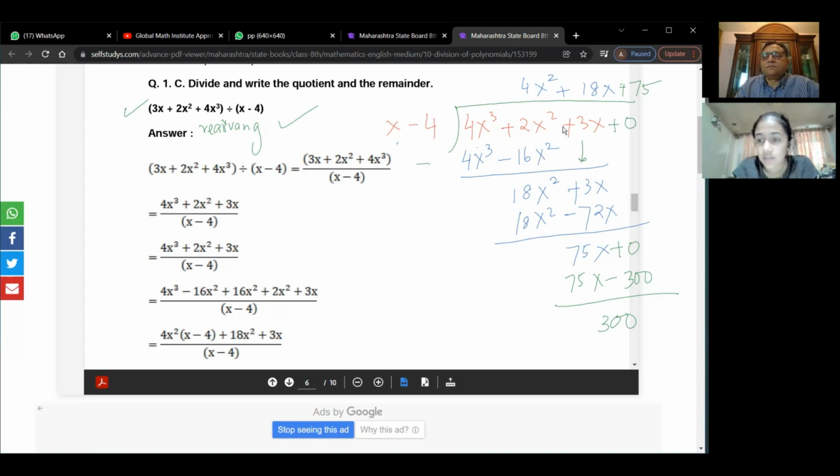75x. Now we can divide it further. That's why we added here 0 and we brought down 0. So that's why we wrote up here 75 and we divided it and we got the remainder as 300. So in this case, what is the quotient for us? Quotient is 4x squared plus 18x plus 75. And what is the remainder? 300. Very good.